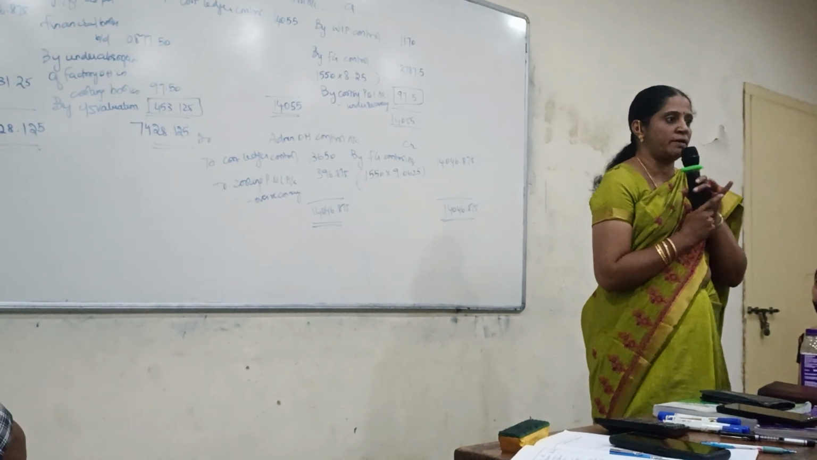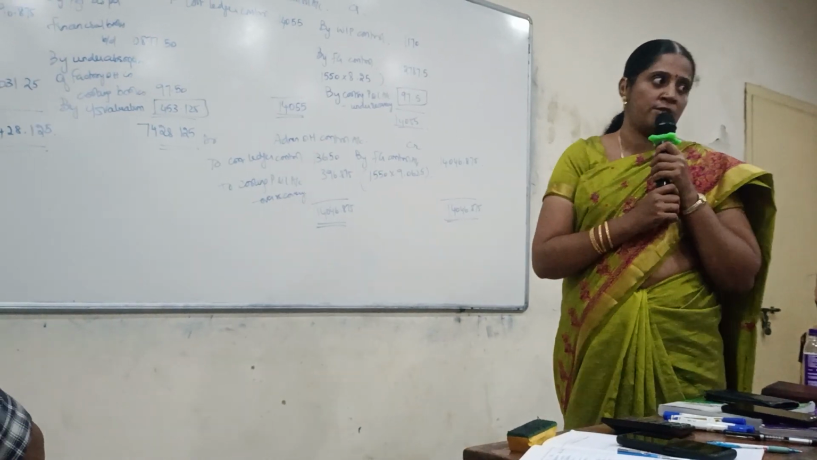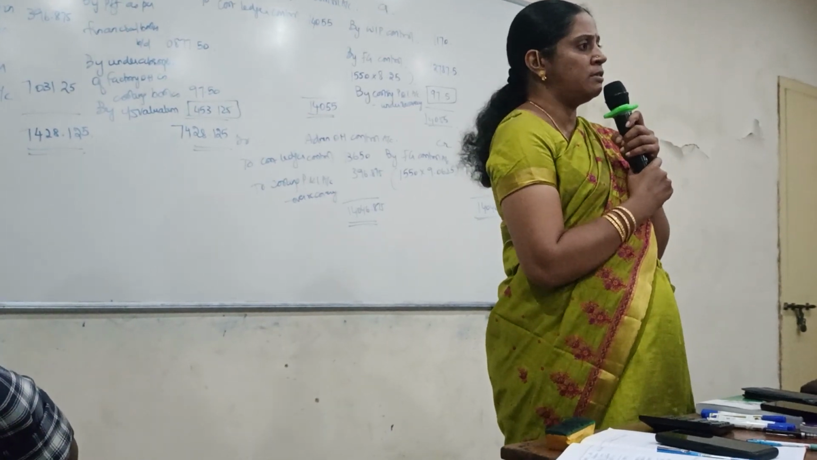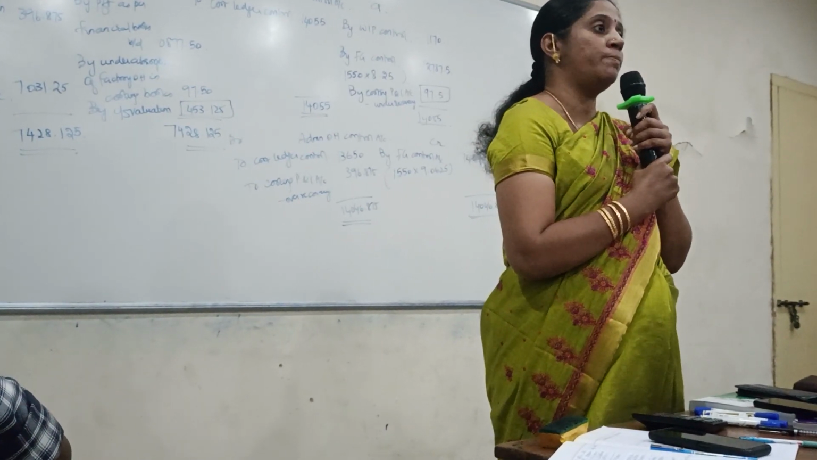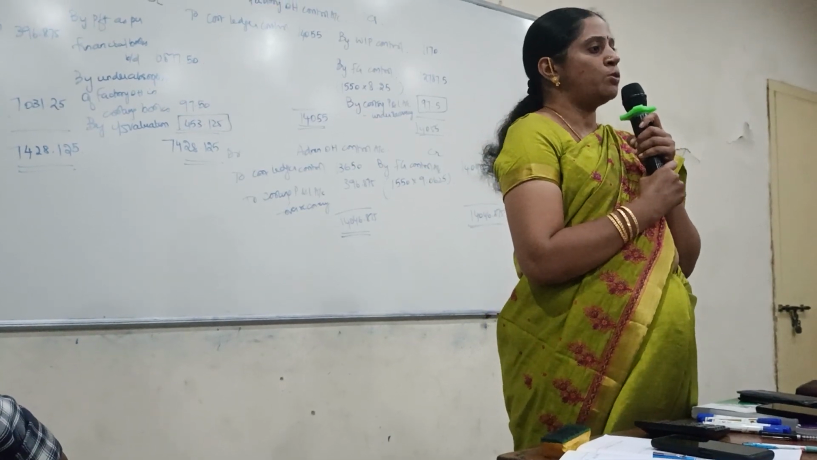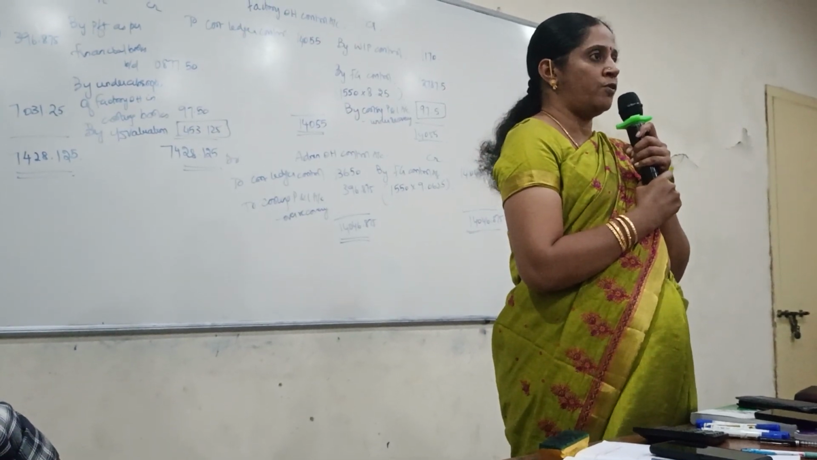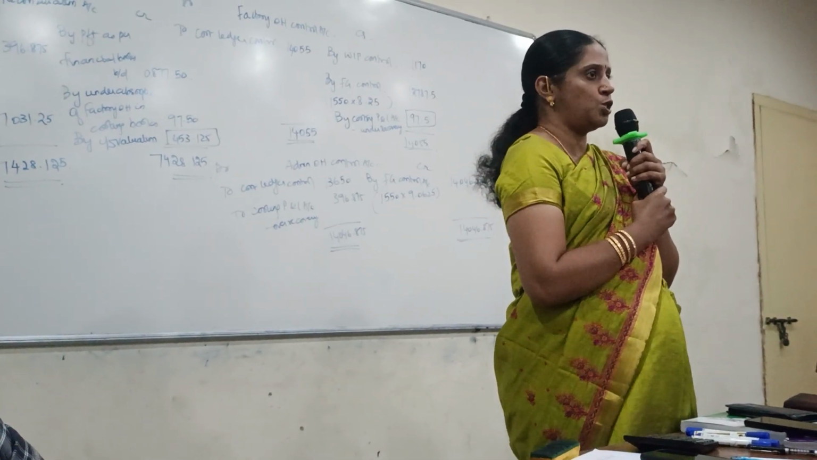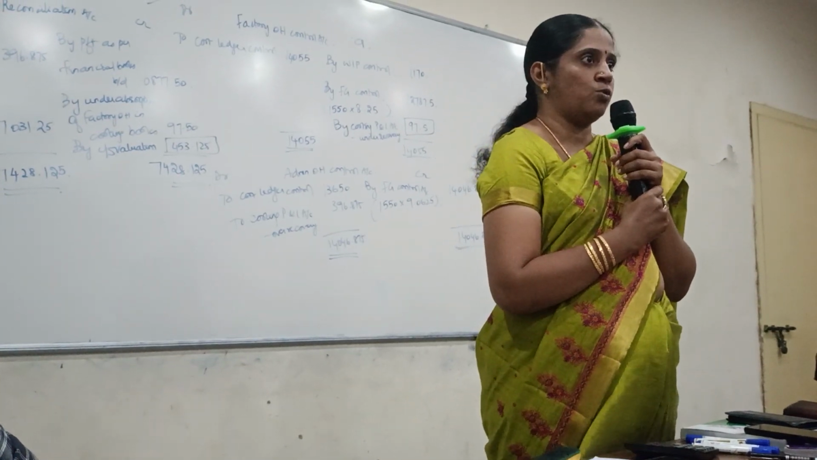Coming to purchase budget, it is for the purchase of raw materials. It is the consumption of raw materials plus closing stock of raw materials minus opening stock of raw materials, which will give you the purchase quantity. When it comes to production budget, it is the sale of finished goods plus closing stock of finished goods minus opening stock of finished goods, which will give you the production quantity.